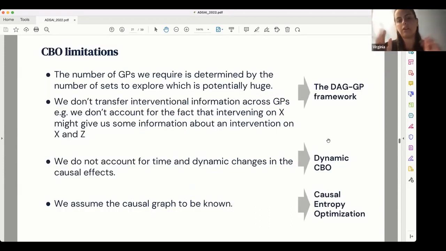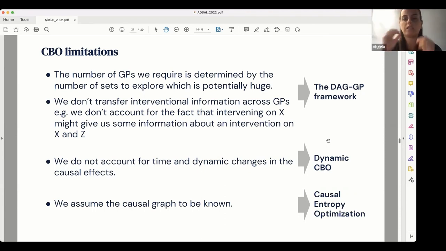Now we have different limitations for CBO, for causal Bayesian optimization. First of all, you might have noticed that we have a lot of surrogate models that are associated to each causal effect in the graph, which might be potentially huge. And we also don't transfer interventional information across GPs. Every time that we intervene on a set, we only update the Gaussian process that is relevant to that intervention. A way to avoid this is to construct a multitask model that can be used as a surrogate model in the same type of algorithm.